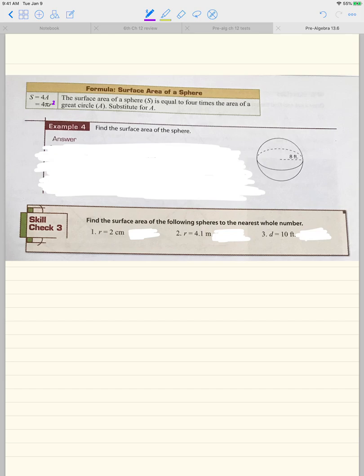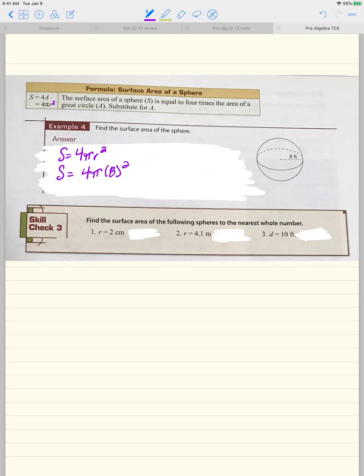Now, find the surface area of a sphere in example number 4. All we have to do, big S is equal to 4 pi r squared. So big S is equal to 4 pi. The radius of the sphere is 8. 8 squared, so 64 times 8, and we're using 3.14, is equal to 1,607 and 68 hundredths.